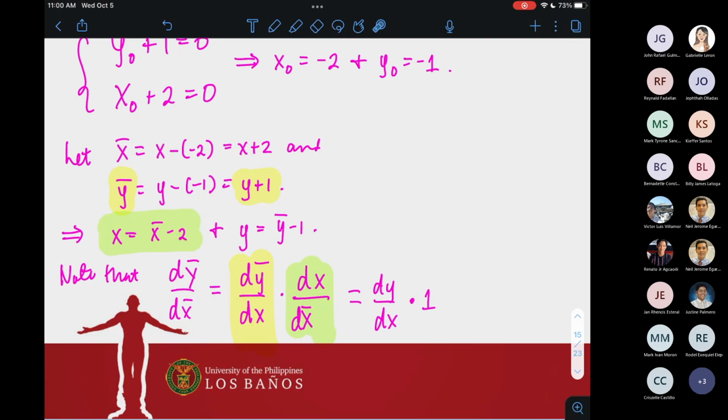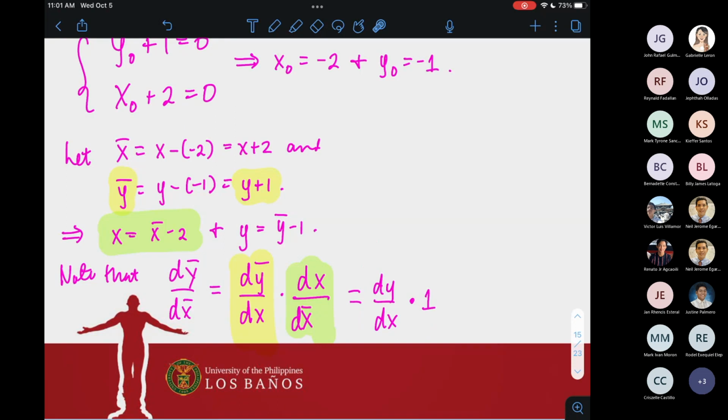Si dy bar over dx bar ay equal lang kay dy over dx. And this is expected because ano ba yung ginawa natin kay variable x at saka kay variable y? Si variable x at saka si variable y, binawasan lang natin by some constants, right? Yung constant translation, wala siyang epekto dun sa differentiation. Kaya understandable na yung derivative ni y bar with respect to x bar, si y bar, shinif lang natin yung variable y some units to the left or to the right. The same goes for x bar. Yung shifting, yung translation to the left and to the right, wala siyang epekto sa derivative. So kaya dy over dx pa rin siya.